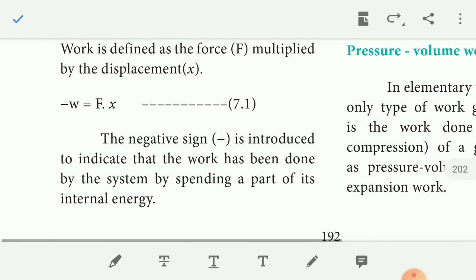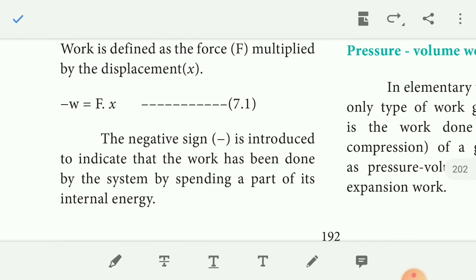The negative sign, that is the minus sign, is introduced to indicate that the work has been done by the system. The negative sign indicates that work has been done by the system by spending a part of its internal energy.